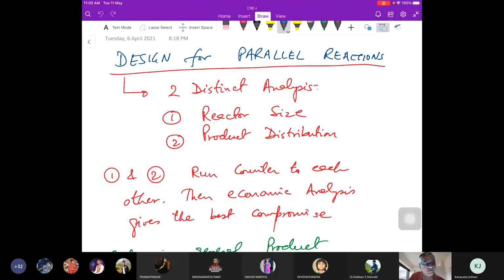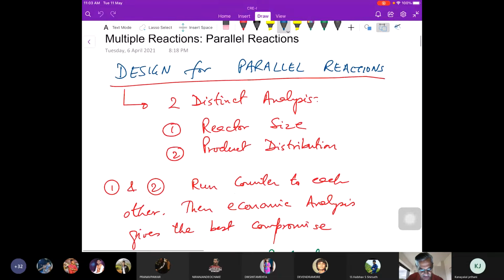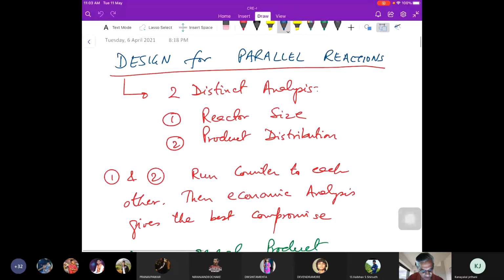Let's see. Okay. So for parallel reactions, there are two types of analysis. One is reactor size and second is product distribution. Reactor size का हमने already unit 3 में किया है, so we will not do it here. Unit 4 is mainly focused on product distribution. That means if there are two reactions, parallel reactions, one reaction gives desired product, the second reaction gives undesired product. So how do we maximize the desired product and minimize the undesired product?